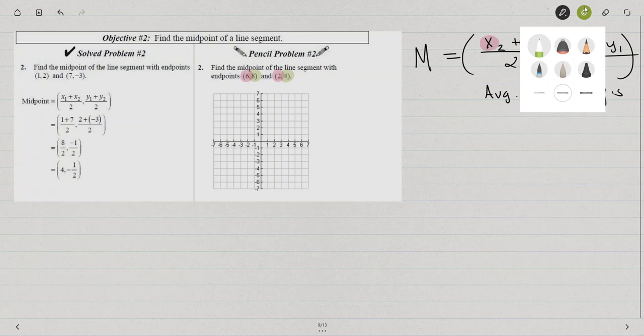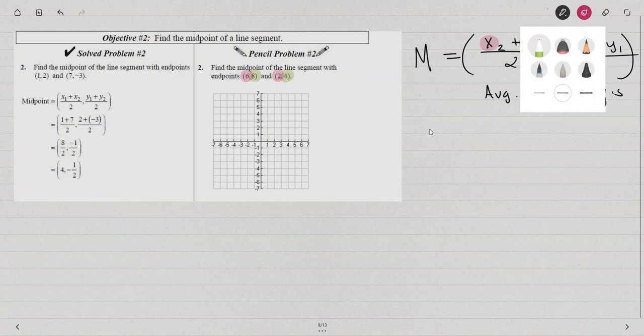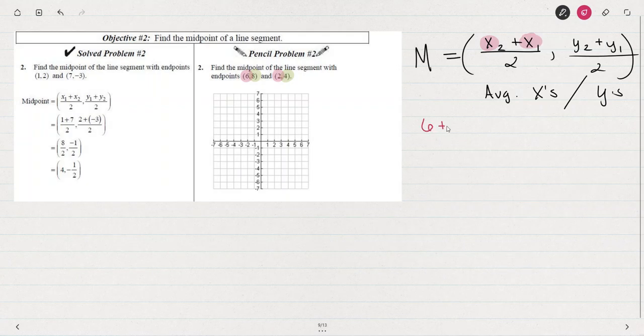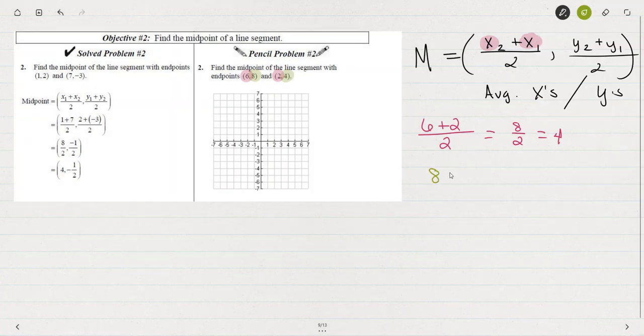So if I average the x's, I'm going to add 6 and 2 and divide it by 2. Why divided by 2? Because there's 2 of them and we're finding the average of 2 things. So 6 plus 2 is 8. 8 divided by 2 is 4. And then let's find the average of the two y's. 8 plus 4 is 12. 12 divided by 2 is 6.